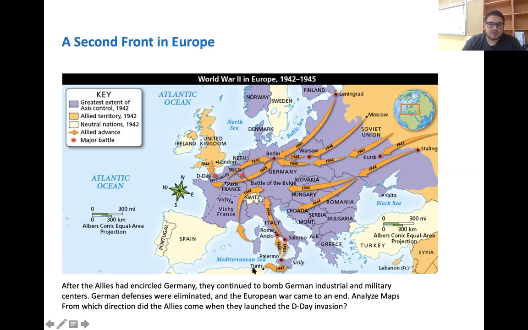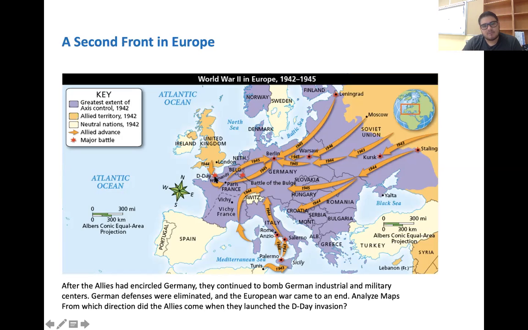So here's going to be the British and American forces. From Tunisia, they're going to go into Sicily. They're going to capture Palermo. They're going to go into Salerno, Anzio, Rome. Once they capture Rome, that's where they get Mussolini. They're going to finally all meet here at the Battle of the Bulge.